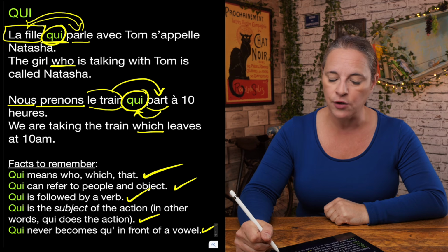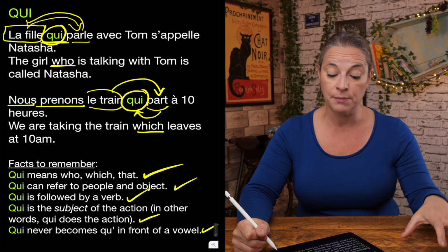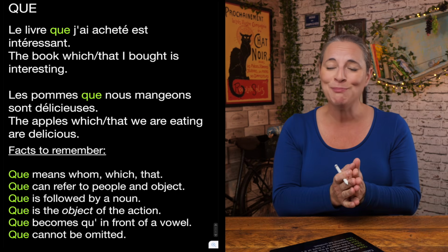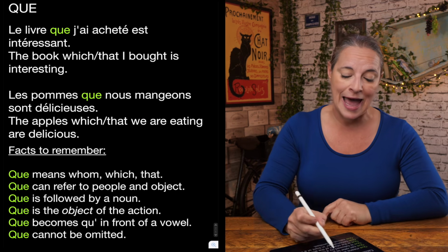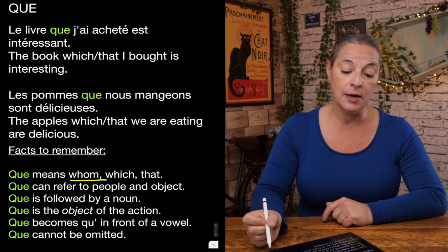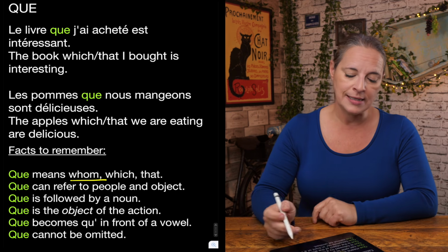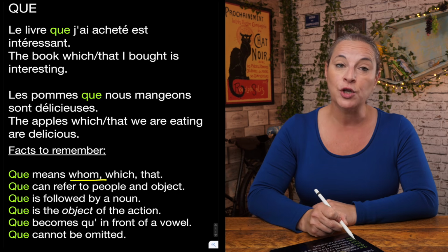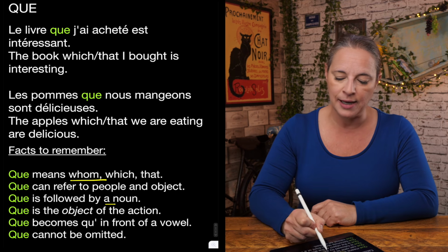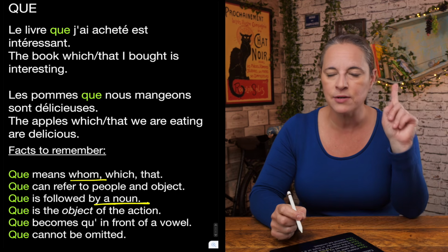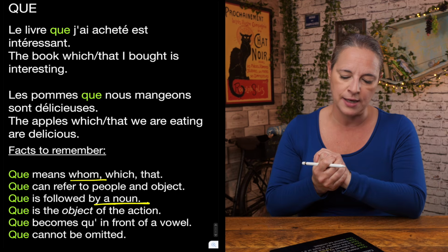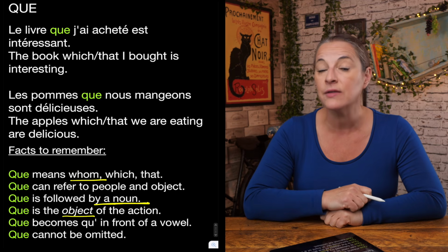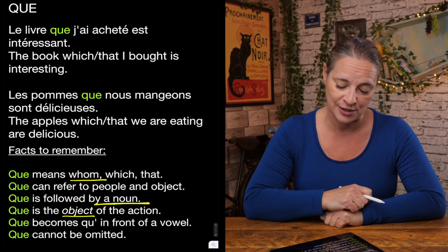Now let's have a look at que. So if qui does that, and that means who, which, what does que mean? Que means which and that as well, and it means whom, okay? Now what you have to understand about que is that que can refer to people and object, so person and object, but que is always followed by a noun and not a verb, and that's the difference, okay? And que is the object of the action and not the subject of the action, okay?